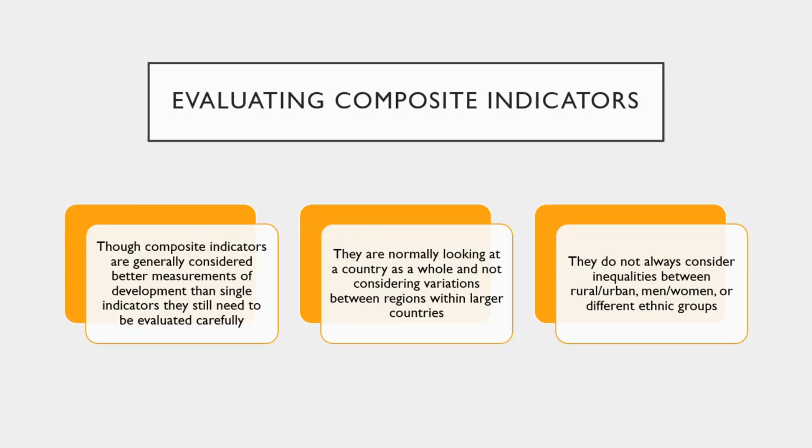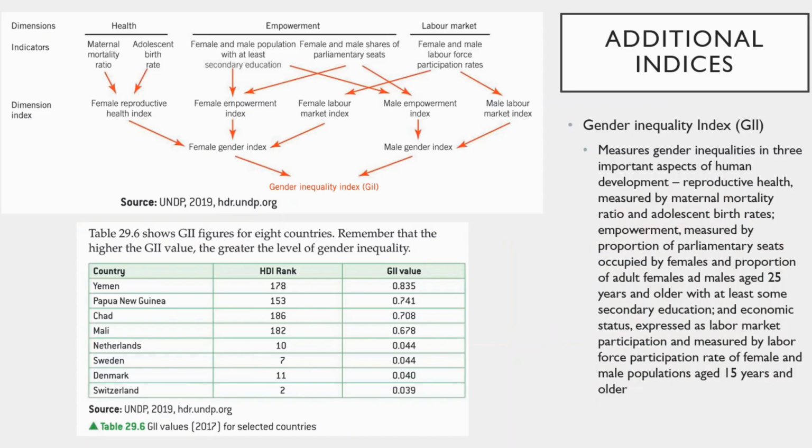Just in general, HDIs are generally considered better measurements. They are usually, however, only looking at a country as a whole, and they don't look at variations between regions and cities. This is the problem you have with all these indicators. They also don't always consider inequalities between rural, urban, men, women, or different ethnic groups.